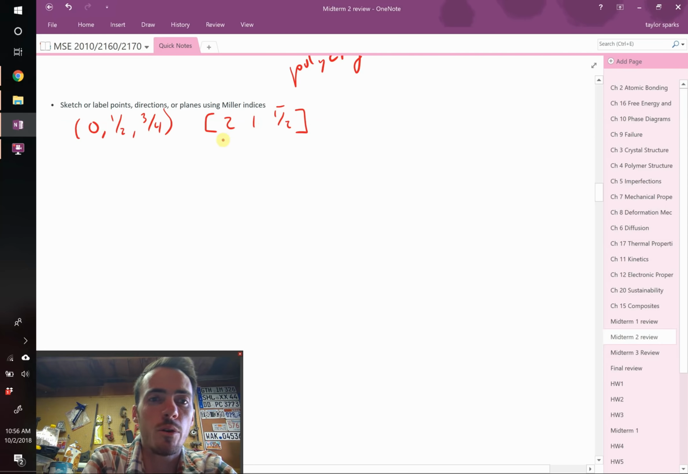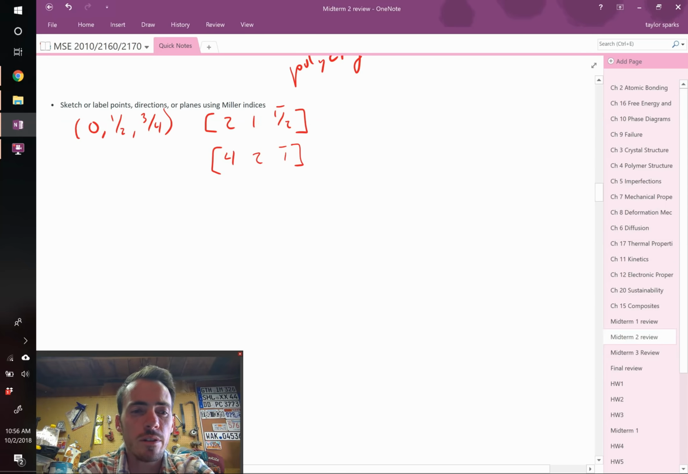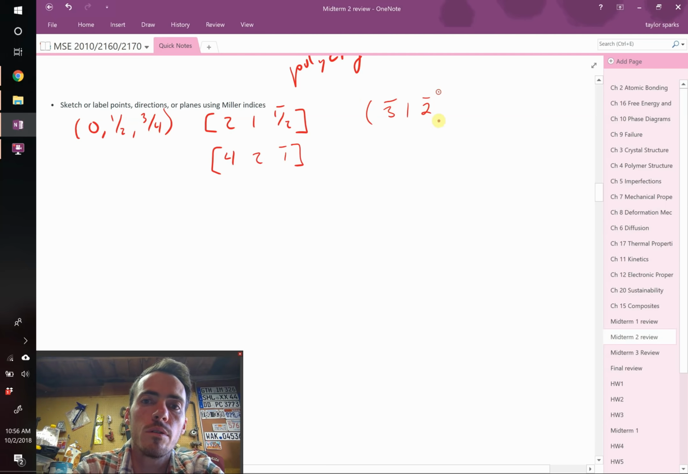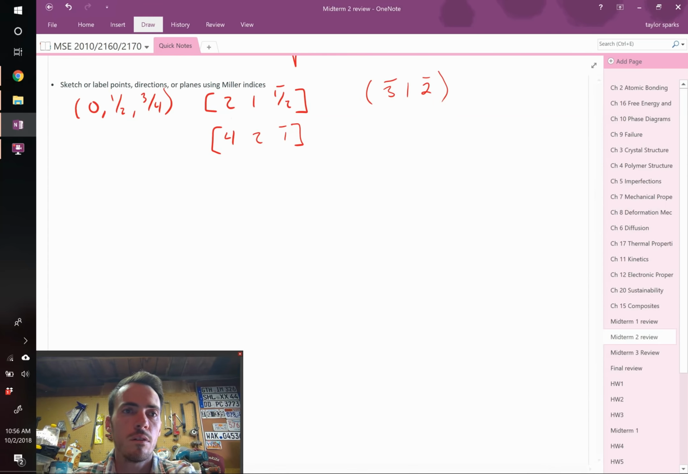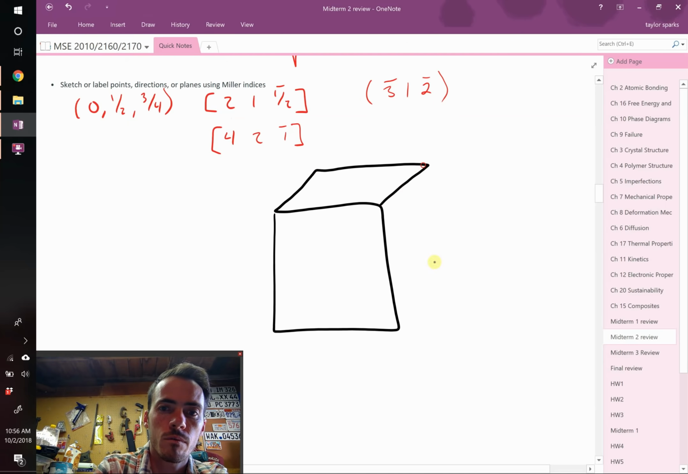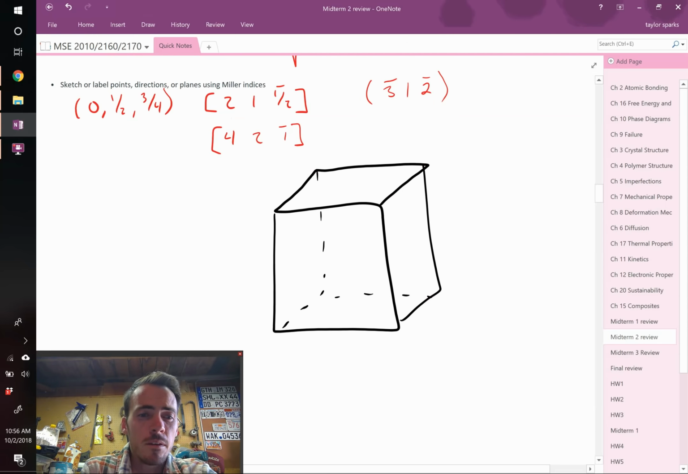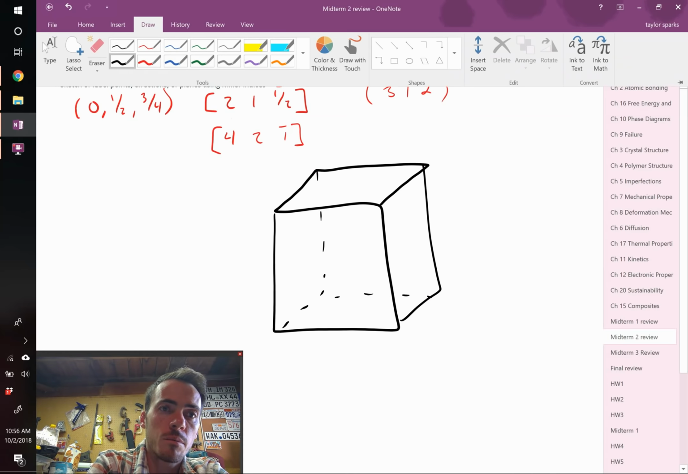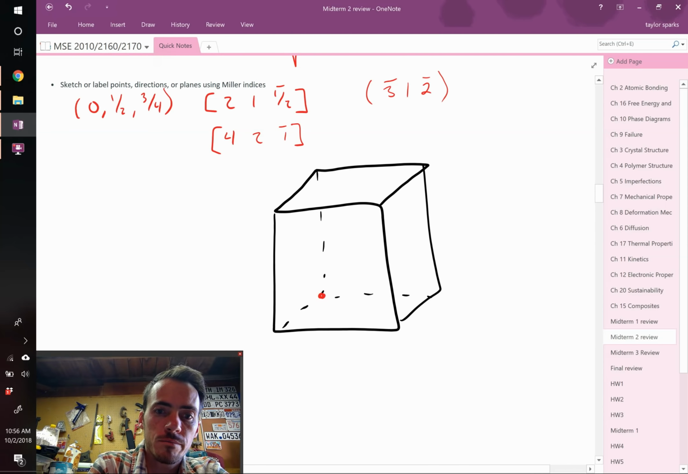And that technically would always be shown as [4 2 -1]. Okay? We're going to show that direction. And let's show this plane, I don't know, the (3 bar, 1, 2 bar) plane. Okay, let's go ahead and do those. So to do those, let's start by drawing a nice unit cell. Okay, we've got our unit cell. Let's pick an origin. I always think it makes sense to put it in the back left corner where possible. Okay, let's put it there.